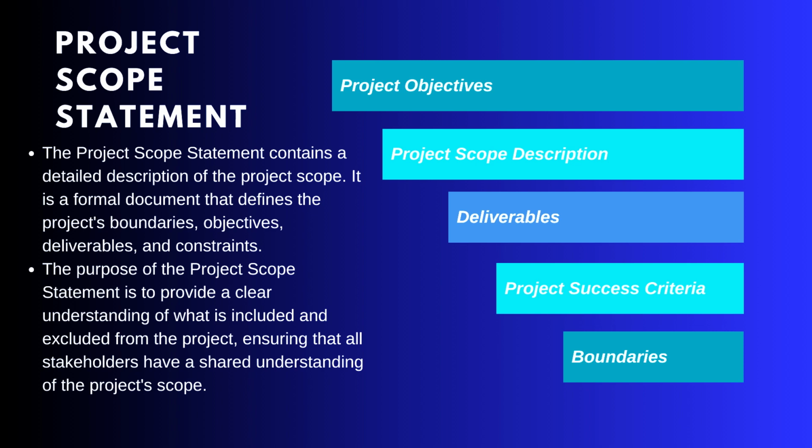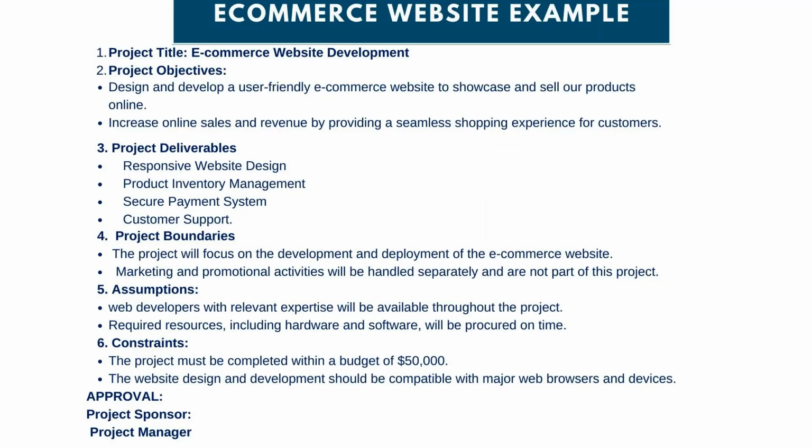The main components of project scope statement are: project objectives, project scope description, deliverables, project success criteria, boundaries. Now here is the example created for you to understand the project scope statement. Say for example, as a project manager you are working on an e-commerce website. The flow of project scope statement will be as stated. However, it may vary from project to project. Hope you understood project scope statement.